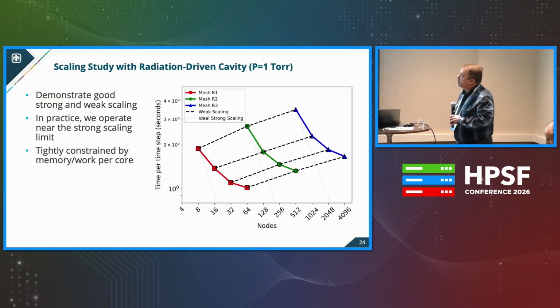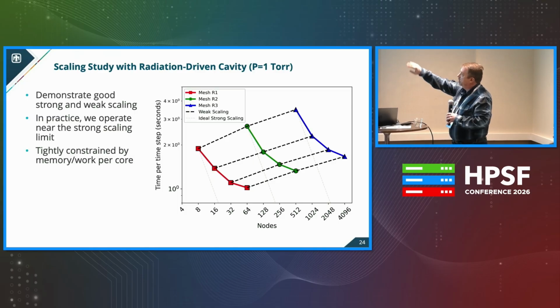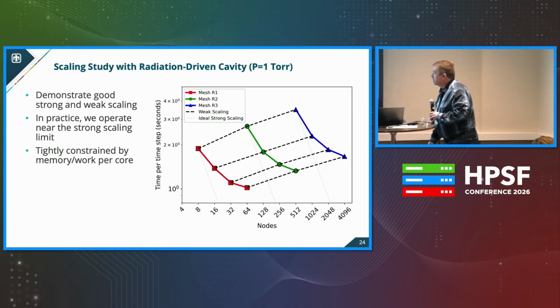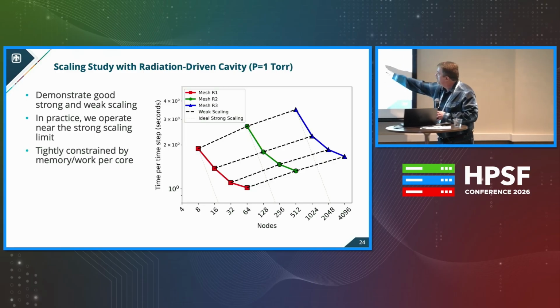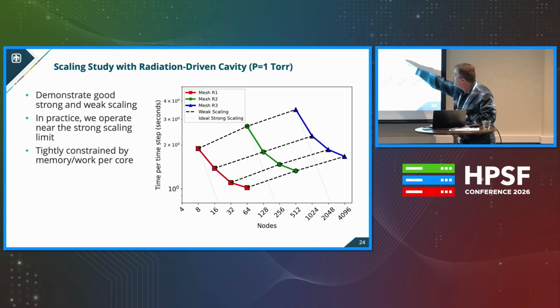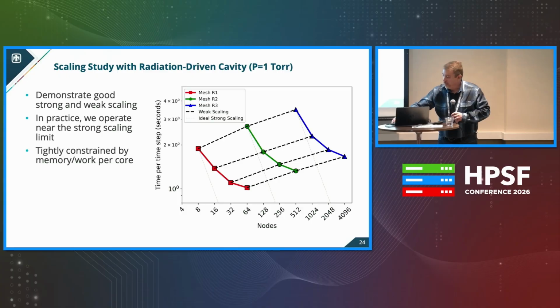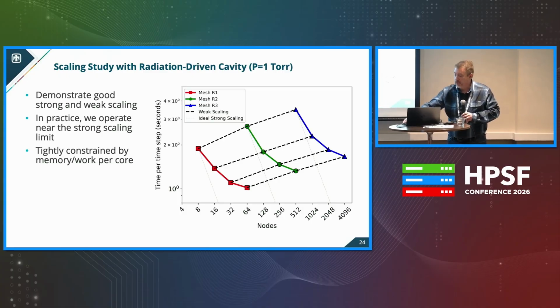From a scaling standpoint, these are the 3 meshes. The black dashed line is the weak scaling study, keeping work per node constant. So you would like to see that flat. It's not, but it's not exploding too badly. And the solid colored lines for one mesh are your strong scaling study. So you can see we're not perfectly scaling. I don't know if anyone can see that gray line there; that's ideal strong scaling. We're not quite there, but we do get good scaling, so we're pretty happy with this.